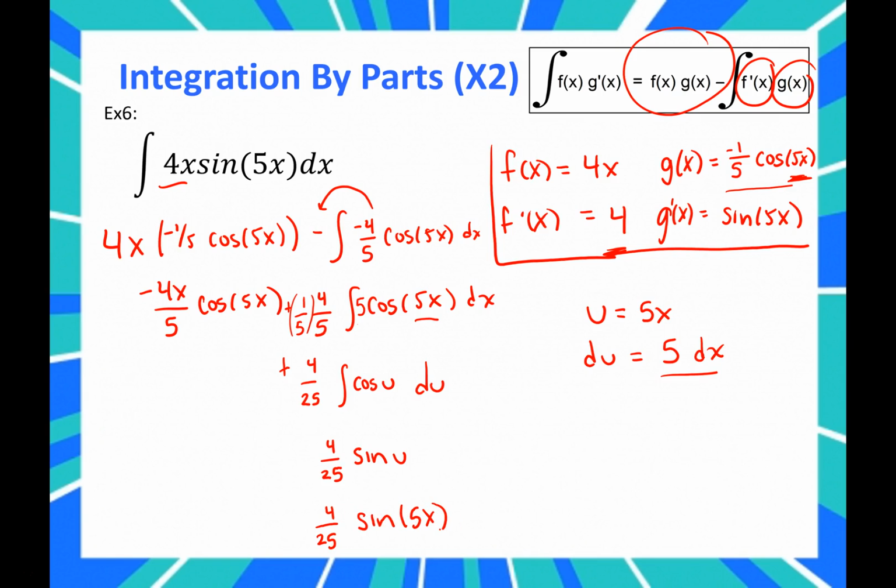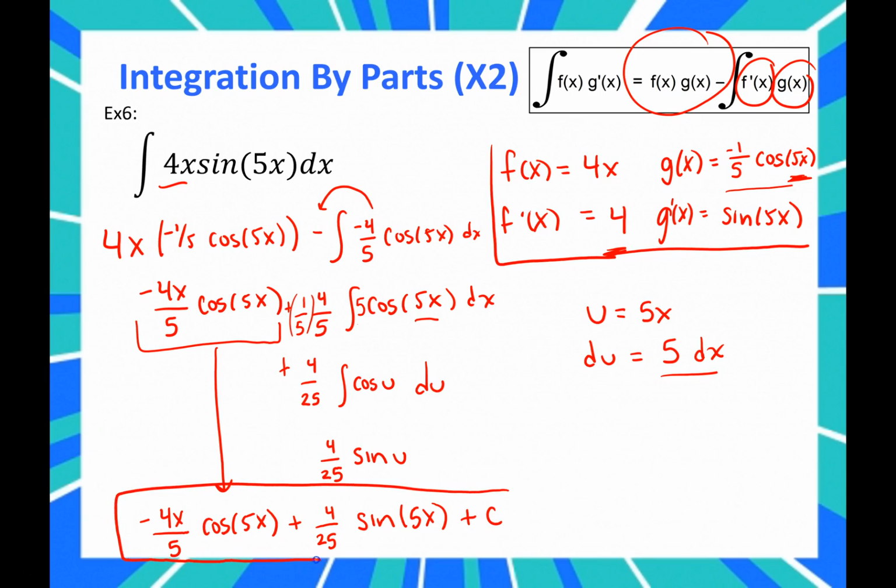All right, and then I can just go ahead and drop this whole thing down. So minus 4x over 5 cosine of 5x. And then we've got a plus 4 over 25 sine of 5x, and then don't forget your plus c. Now this is a problem you will be responsible for, so I know it's difficult, but we've got to practice this and wrap our heads around it.